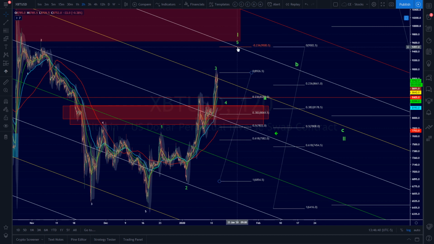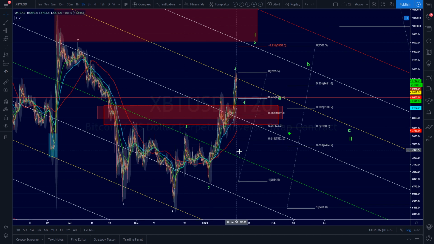Nonetheless, I do think January is going to be a bit of a green month, and it is potentially going to show signs of a reversal. I have my levels of invalidation. I've already talked about the 236 being our organic zone, and the 382 being the wicking zone for a potential move up here to the 5 at 9,500.